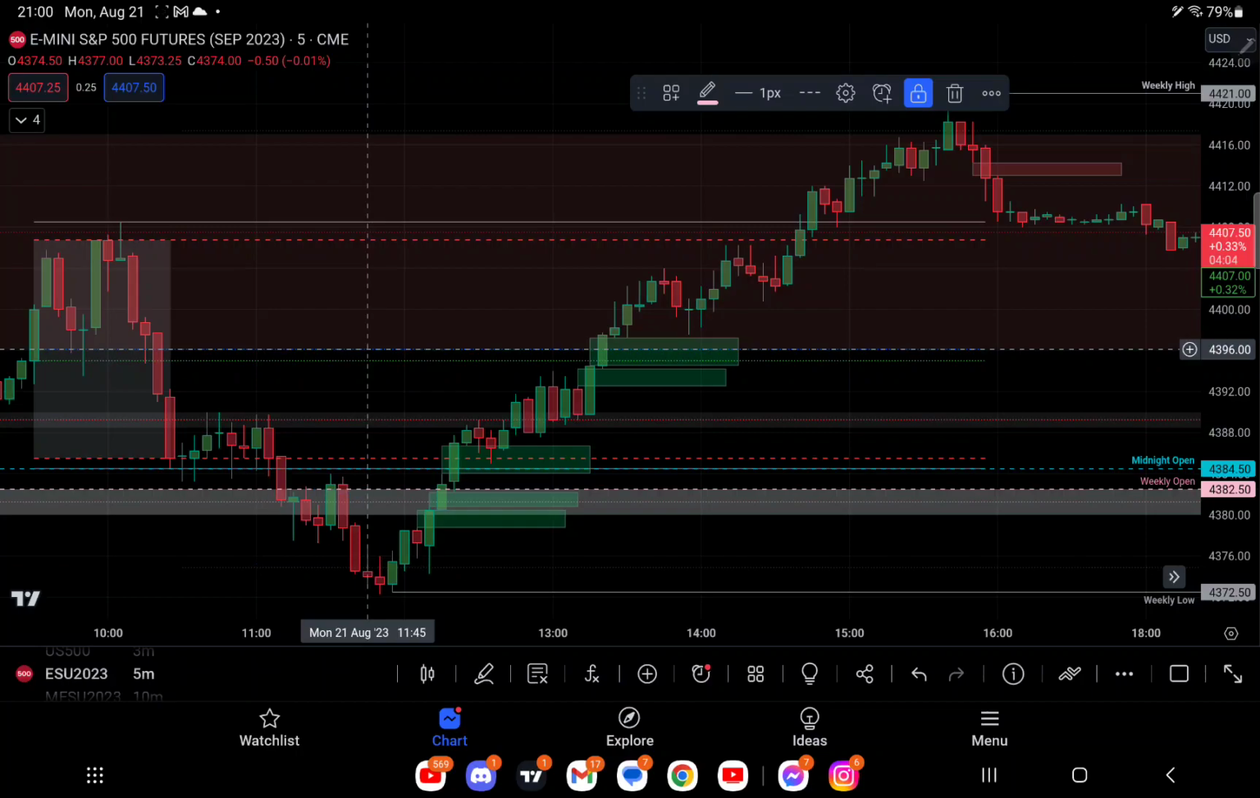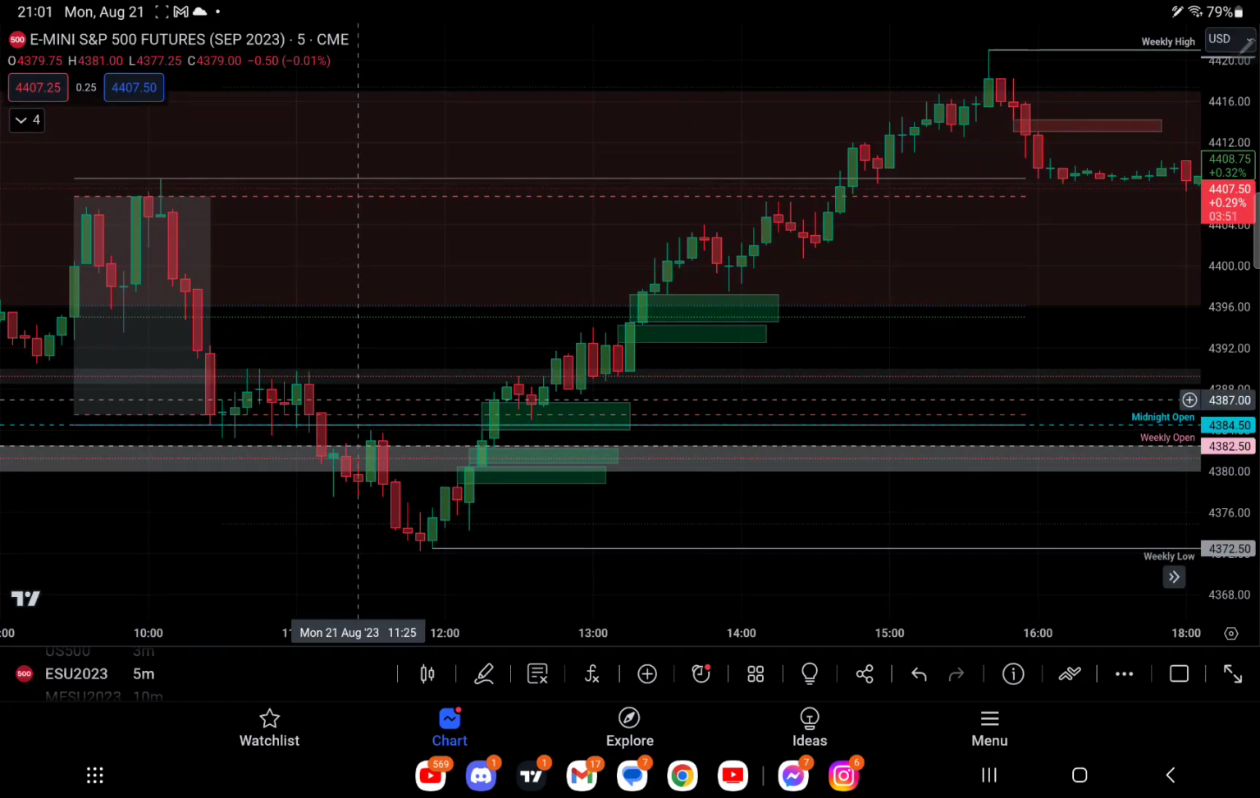Actually, I'm on the wrong line. Sorry, guys, got too many lines going on. It's not the weekly open. I'm looking for this blue line up here. Notice that we actually did not retrace. That's the trade I'm looking for. We didn't retrace up there. So we did not actually retrace above our fair value, our DR low in this case.